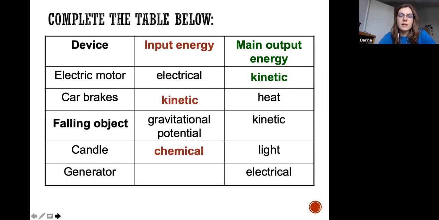Finally, the generator. Well, generators, they turn turbines, right? That's how they generate electricity, and therefore the input energy is kinetic, the output is electrical, generating electricity.